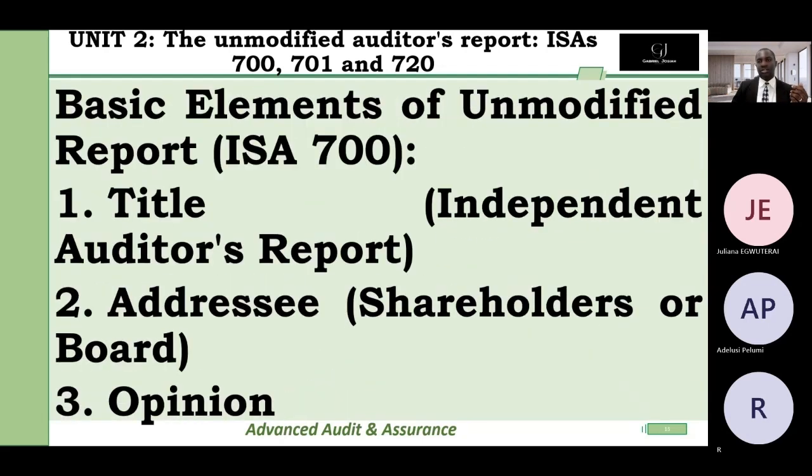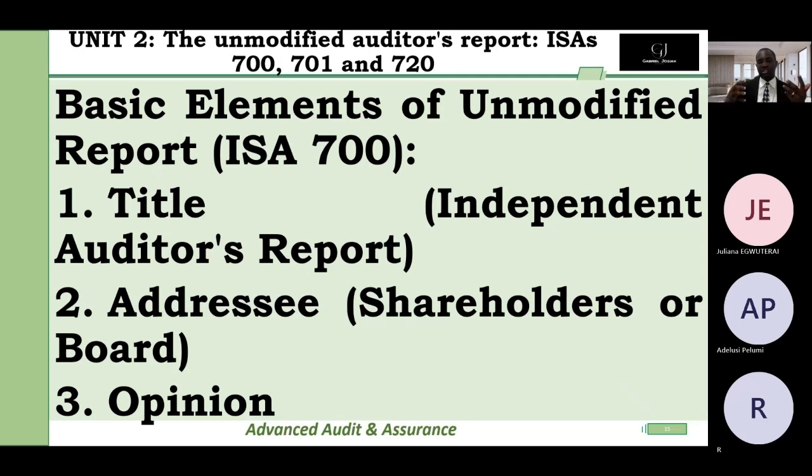Very important. So what are the basic elements of an unmodified report based on ISA 700? There's a format. In preparing their opinion, they have a title, the independent auditor's report. So the title speaks to the independent auditor. They have maybe their logo, the firm, and it is addressed to whoever asks them to do the job, who they are working for, which is either the shareholders or the board of the company.